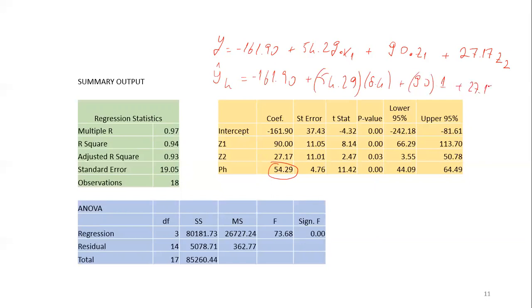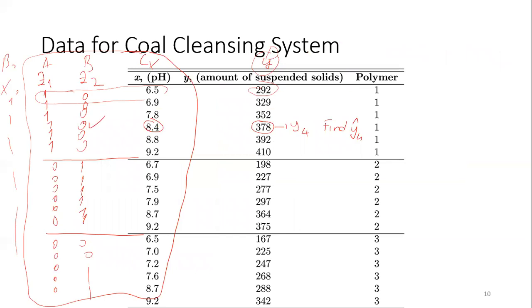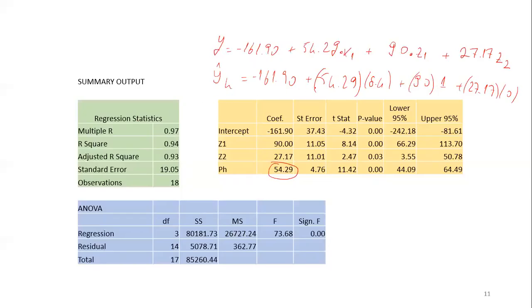And 27.17 times what? Z2 is 0. Okay, just look here. Z2 is 0 and Z1 is 1. So if you just plug in the values, let me just calculate this. It turns out that this is equal to 384.136. Okay, so this is y4 hat. This is the estimate for the fourth observation, and its real value is 378, right? 378. And okay, so this is what we have found.